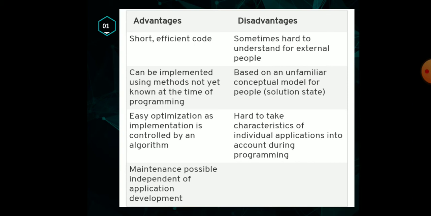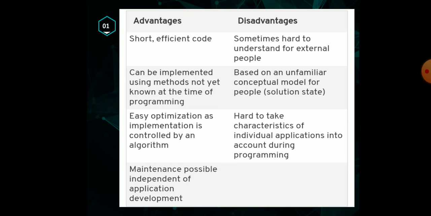First, advantages: short, efficient code can be implemented using methods not yet known at the time of programming. Easy optimization, as implementation is controlled by an algorithm. Maintenance is possible independent of application development. So why are these all advantages of declarative programming? Because implementation is clearly delineated from the system using an algorithm.